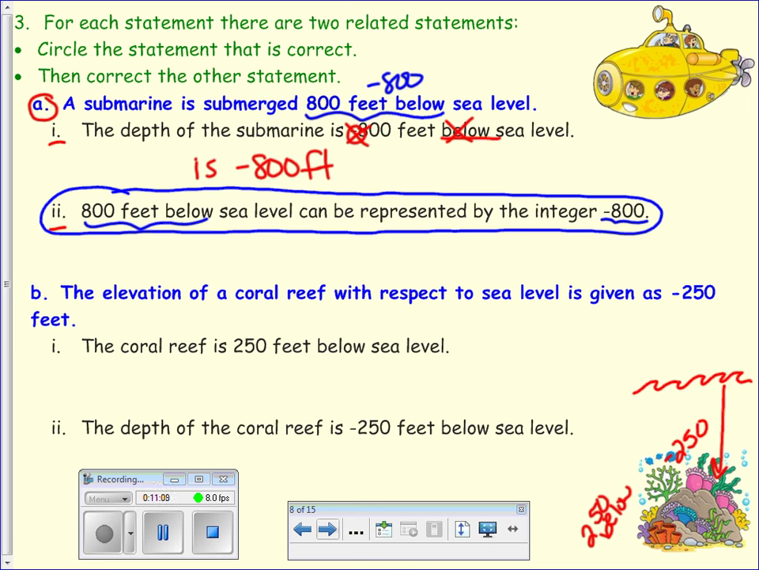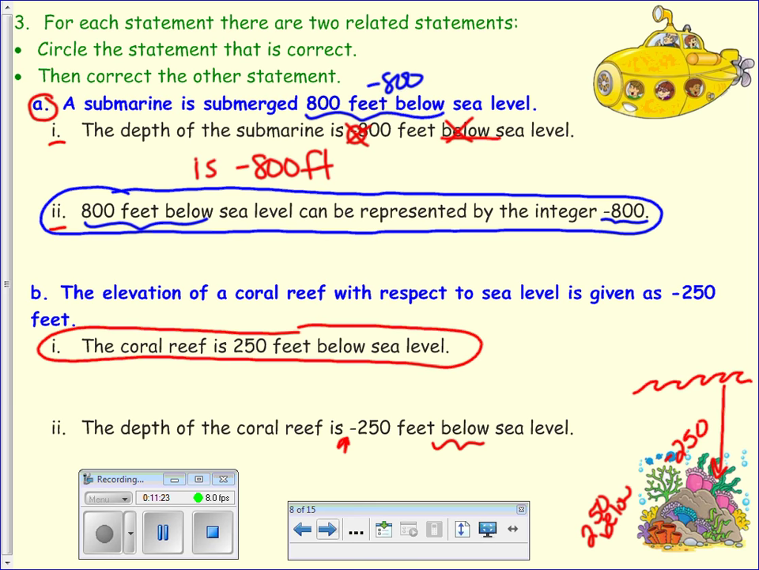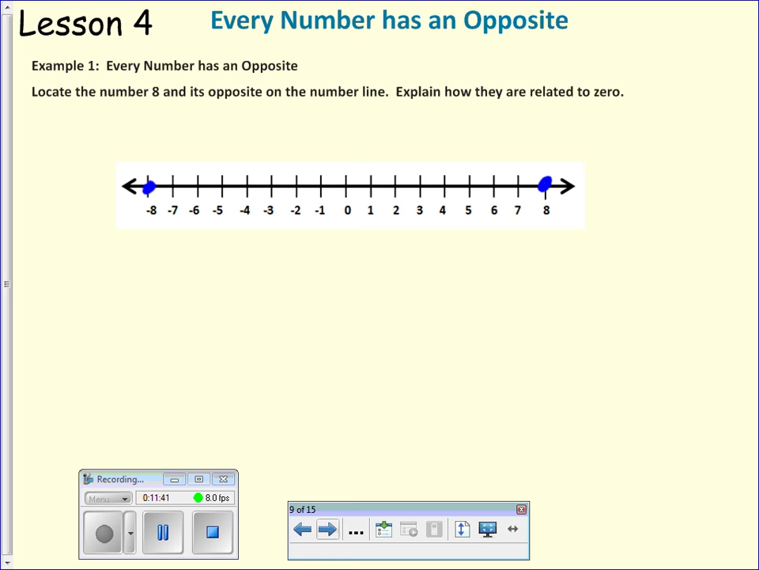All right, I see some difference in opinion. 250 feet below sea level is correct. This had the negative and the below. We can't have both. So it's just simply negative 250 feet. Okay, so make that correction. All right, now let's turn to lesson 4.